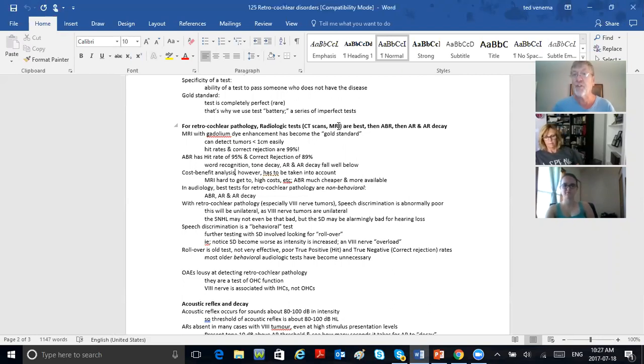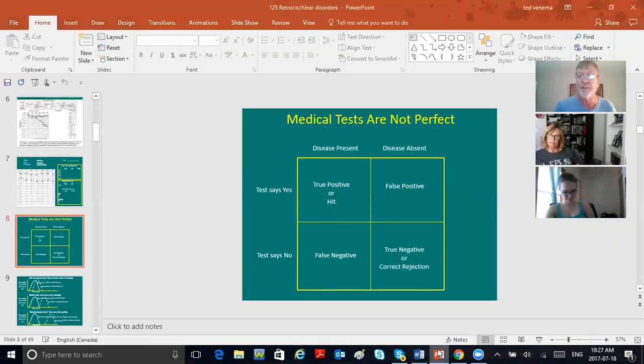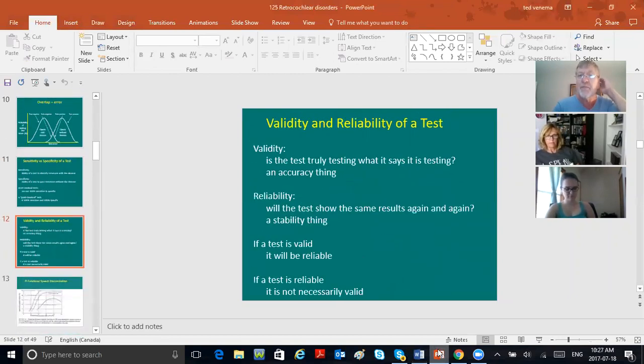I'll show you what that looks like in a second here. And then acoustic reflex and acoustic reflex decay. You see why we took some tympanometry earlier in this thing? Because we're going to apply some of that when we look at retrocochlear pathology. I'll show you a picture, though, of an ABR, just for the heck of it.